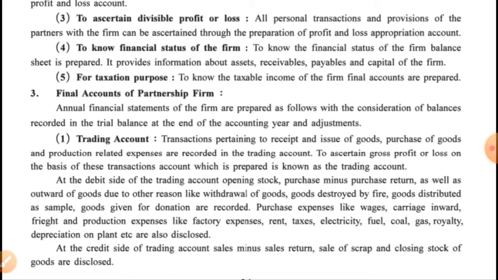And on the credit side of trading account, we are generally writing sales minus sales return, and the last entry is generally of closing stock.